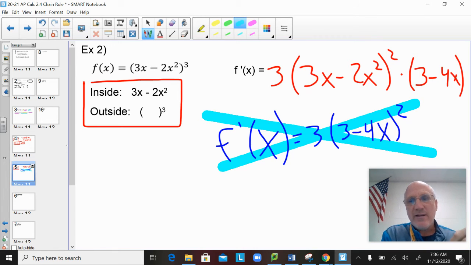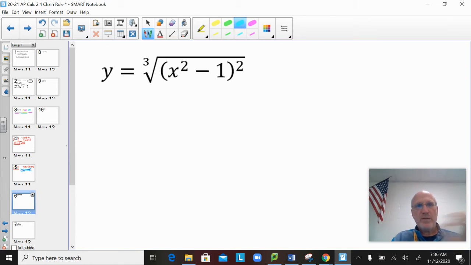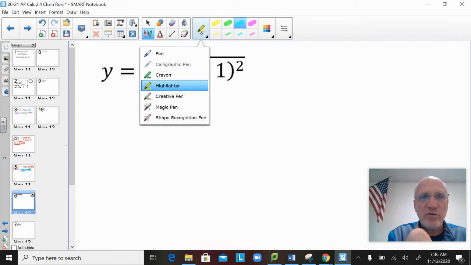Don't change the inside until the end. At the end, multiply by the derivative of the inside. Okay, I've got a few more here. Let's look at this one. Actually, I just thought of one I'm going to add to the list here because we're having too much fun.